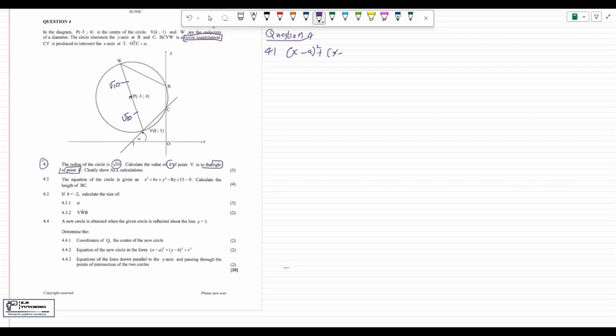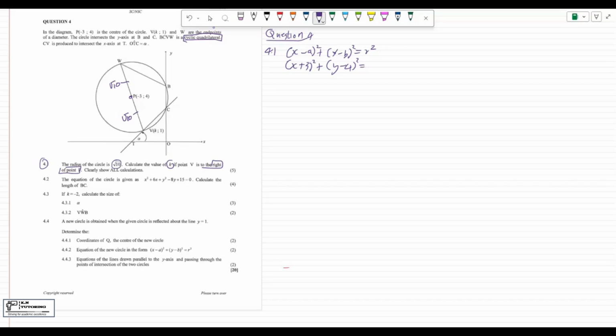(x minus a) squared plus (y minus b) squared equals r squared. And then we know that a and b are the coordinates of the center. So (x minus (-3)) squared plus (y minus 4) squared equals. Now I need to calculate.